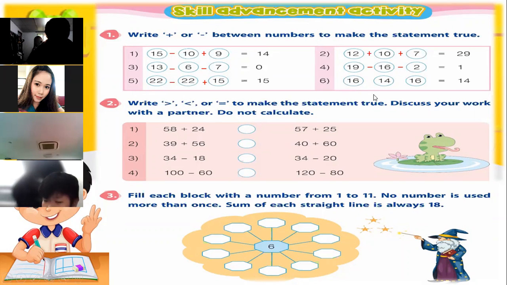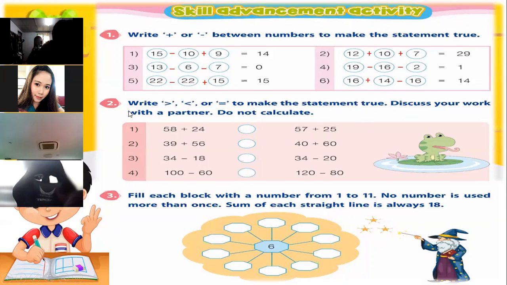Number 6. 16, 14, 16. The answer is 14. Plus and minus. Exactly. 16 minus 14 is equal to 2, right? 16 plus 14 is equal to 30. 30 minus 16 is equal to 14. That is the correct answer.